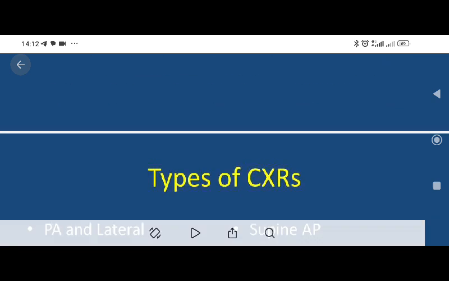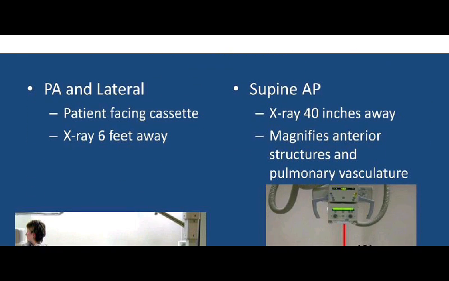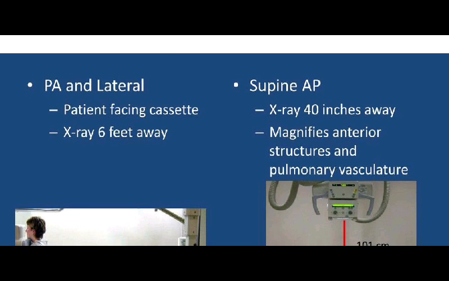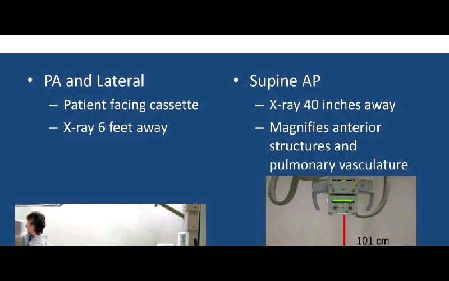So for types of chest X-rays, you have PA and lateral, where the patient is facing the cassette and the X-ray tube is 6 feet away. Then supine X-ray is 40 inches away and magnifies anterior structures and pulmonary vasculature. You know that when we do AP projections, most of our structures are magnified. That is why if you do an AP projection, you should be careful not to tell the patient he has cardiomegaly or the rest. No, because we are doing an AP projection, we are expecting the heart to be magnified based on geometrical distortion.